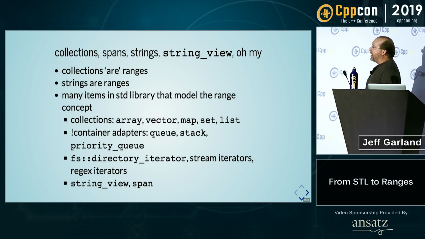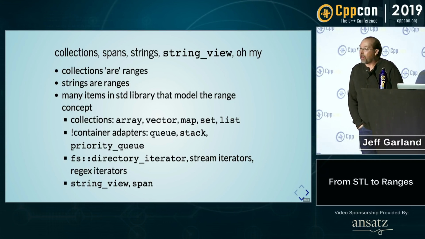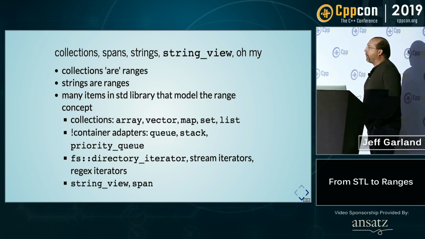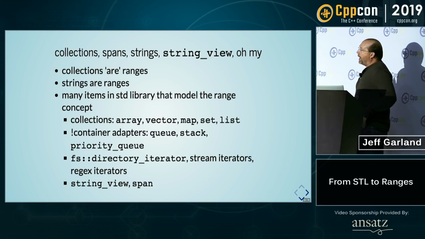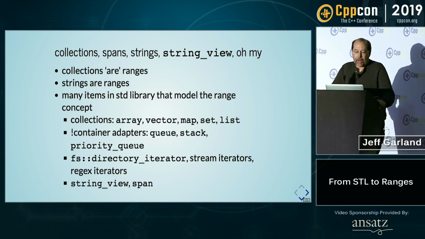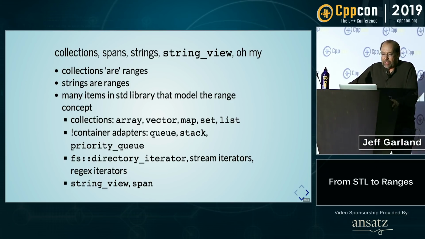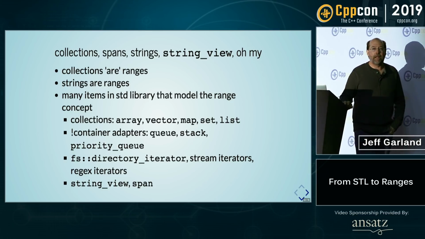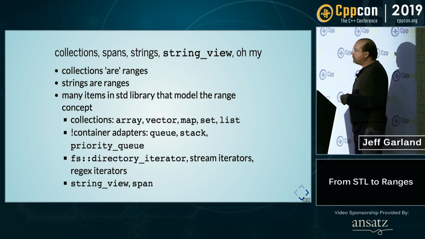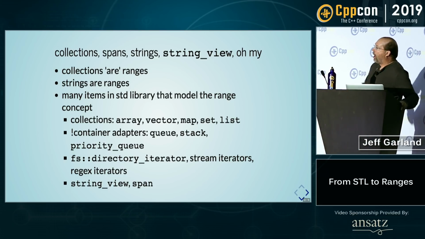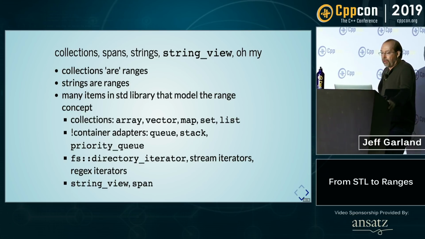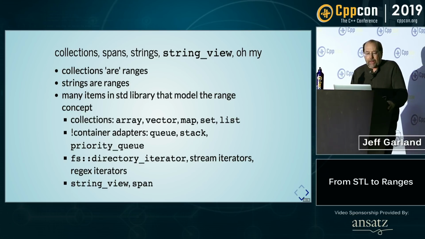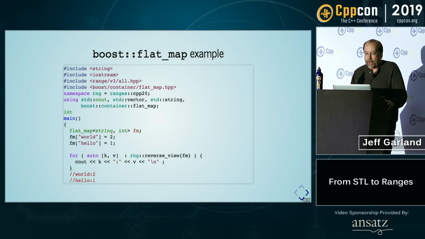So let's look at some concrete examples. So clearly, collections are ranges. Strings are ranges. They're sequence containers. And many other things in the standard library are ranges. So your arrays, vectors, maps, sets, lists can all be ranges. The container adapters, yeah, are not ranges. And why not? Because they don't have a begin and end and you cannot iterate over them. So other things like directory iterators, stream iterators, and so forth can be ranges. And then finally at the bottom, we'll talk a little bit about string_view and span.